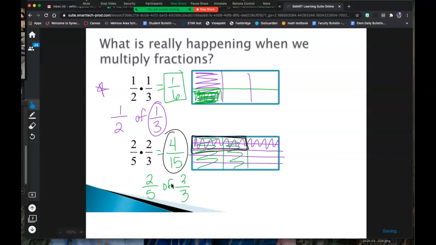Multiply the top numbers, multiply the bottom numbers. Okay? And it really is that easy. Multiplying fractions is that easy. Multiply the top, multiply the bottom. Okay?